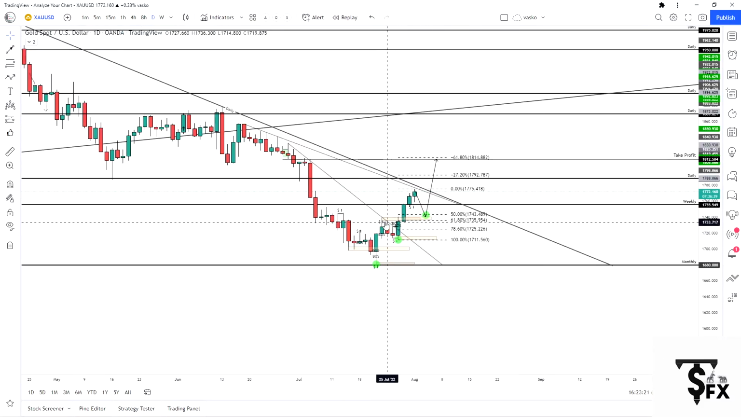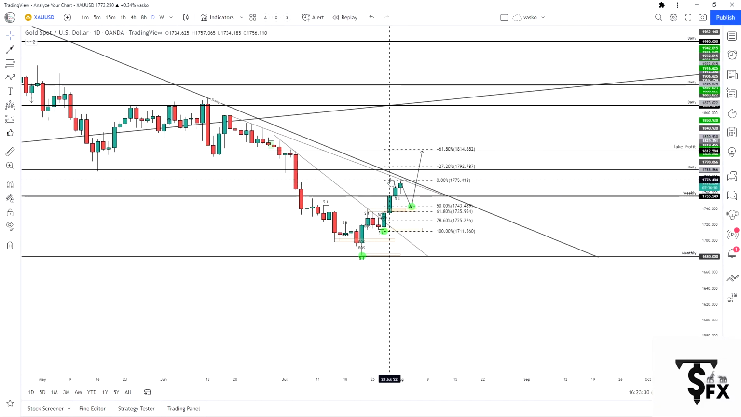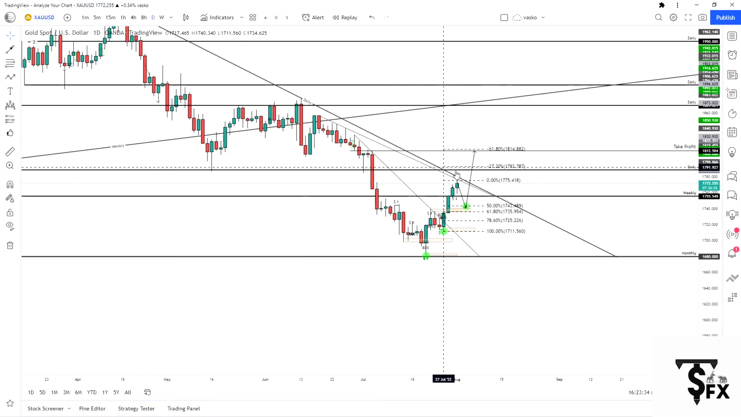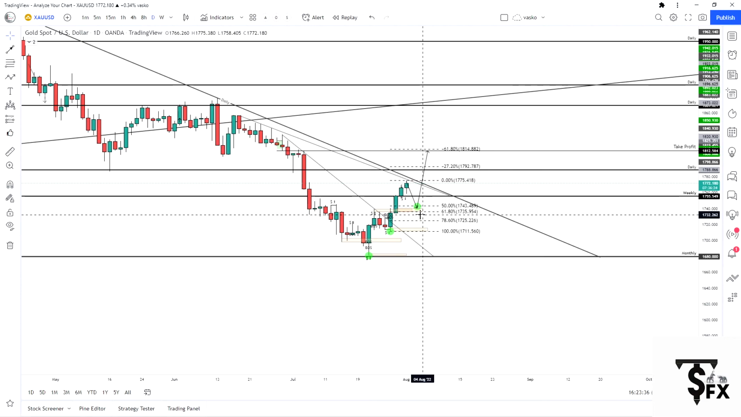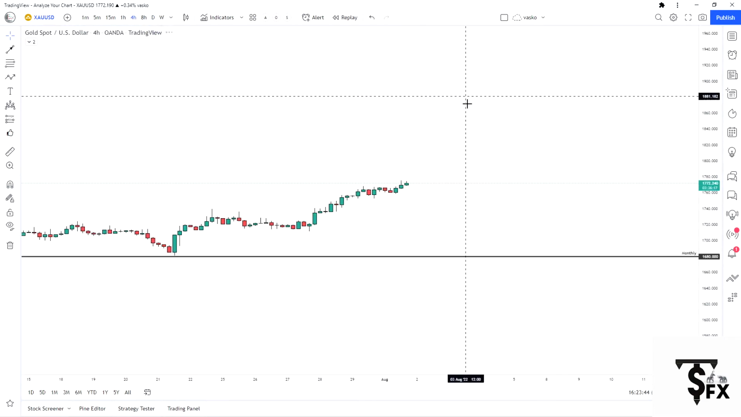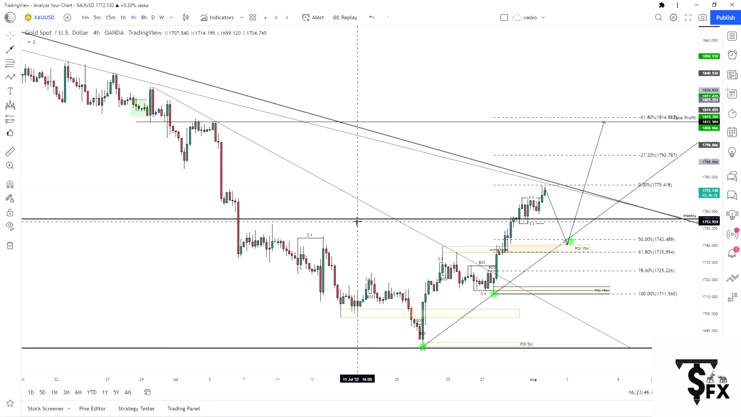Here we've seen a huge impulse wave upwards. So now we are expecting some correction, a repulsion from this daily trend line to make a correction and then the price to go up. Let's move to the 4-hour chart to see it more clearly.